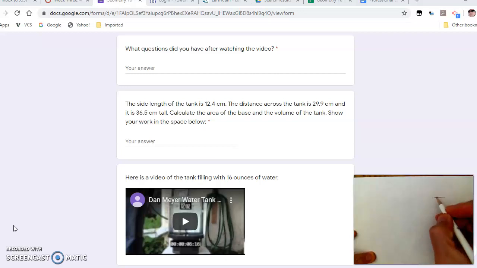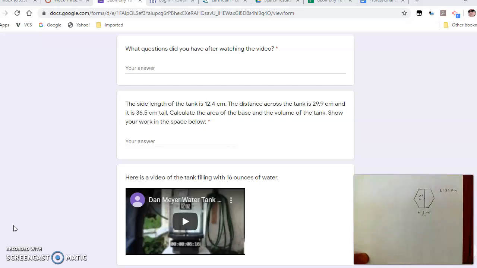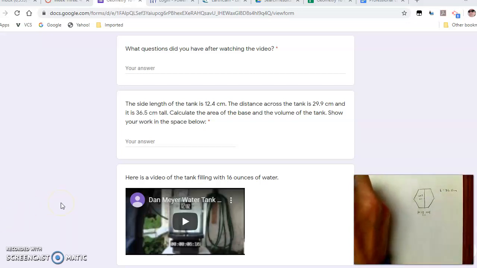So you had a side length, and then you had a distance across the tank, and then a height. So it wasn't super easy to see from the video, but this tank is a hexagon. So the side length was 12.4 centimeters. And this distance across was 29.9 centimeters. And then you had a height of 36.5 centimeters. So we were asked to find the area of the base and the volume.